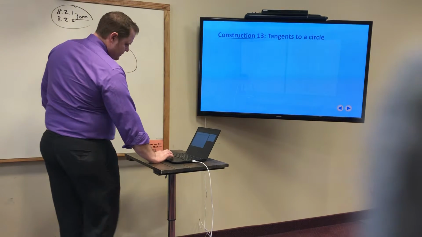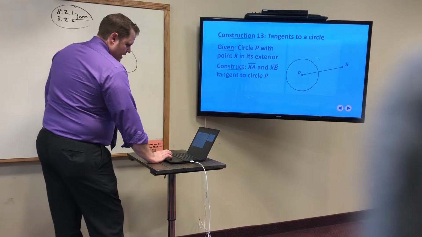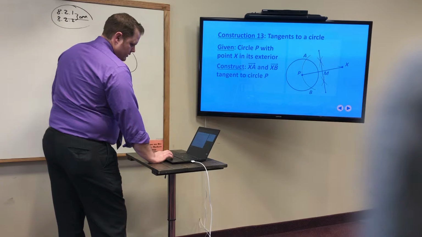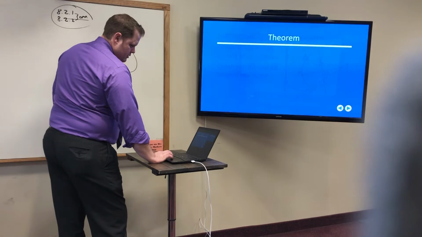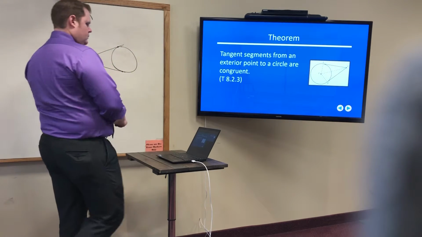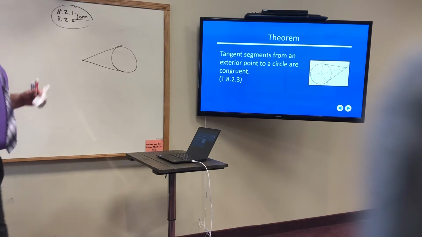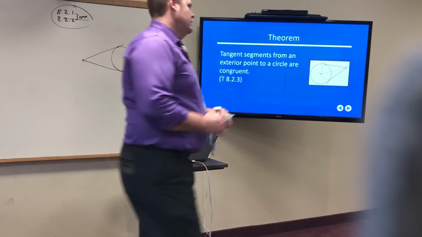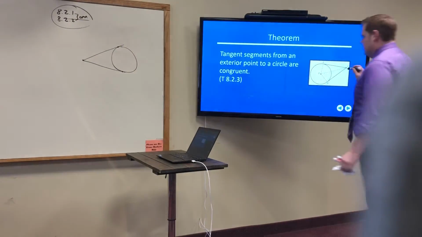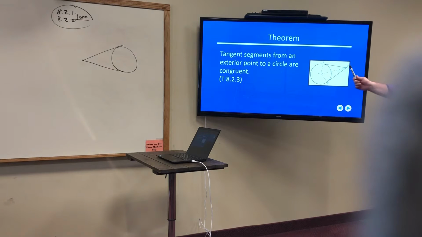All right, so let's skip forward. We're not going to take too much time doing this. Now, what it says about these two tangents that are extending to this point: what we know is that these tangent segments, AX and BX, are going to be congruent.